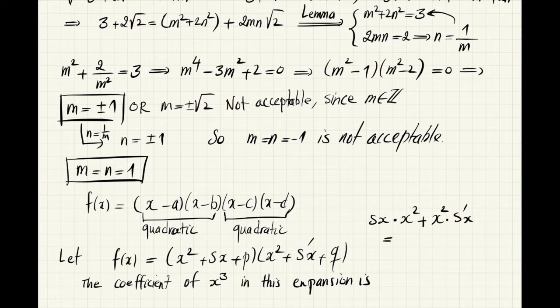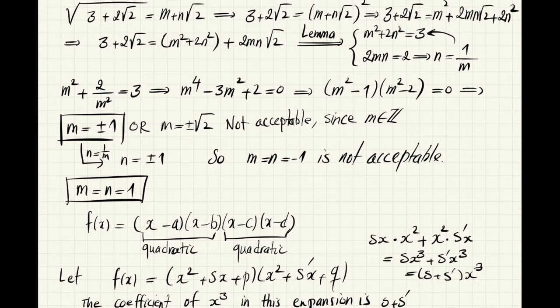So it means that I have s x³ plus s prime x³. So it means that I have (s plus s prime) x³. So the coefficient is s plus s prime. This is on the one hand.